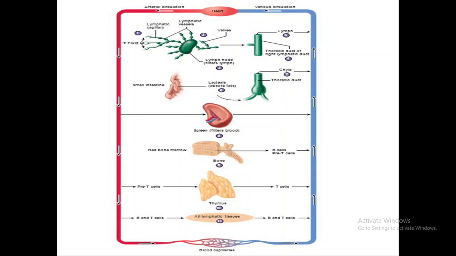On the fifth step, lymph enters the blood. And then lacteals in the small intestine absorb fats, which enter the thoracic duct. Chyle, which is lymph containing fats, enters the blood. The spleen filters blood and is a site where lymphocytes respond to infection.